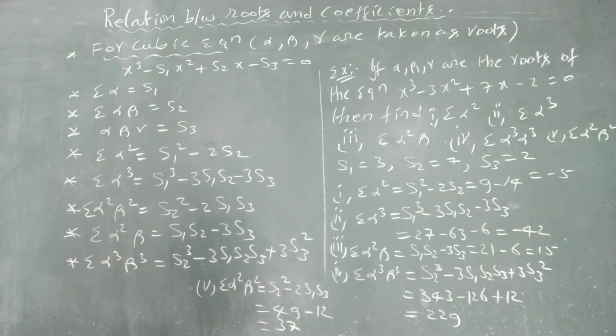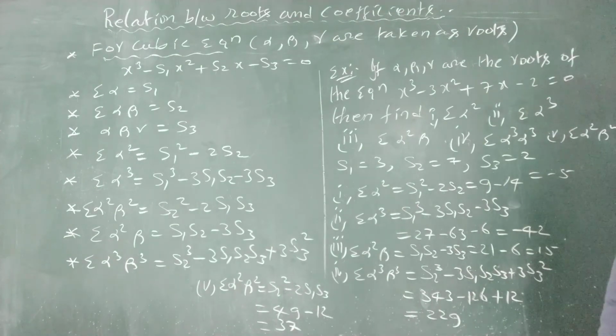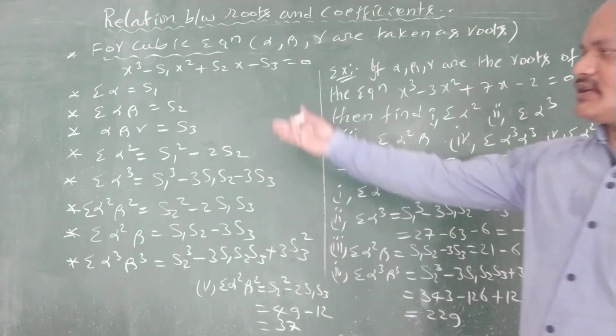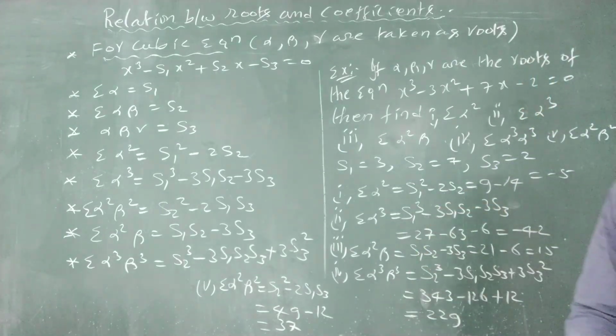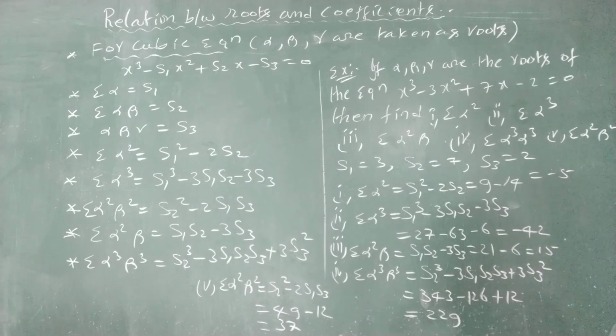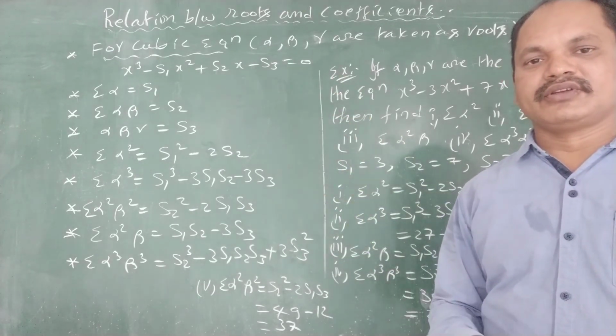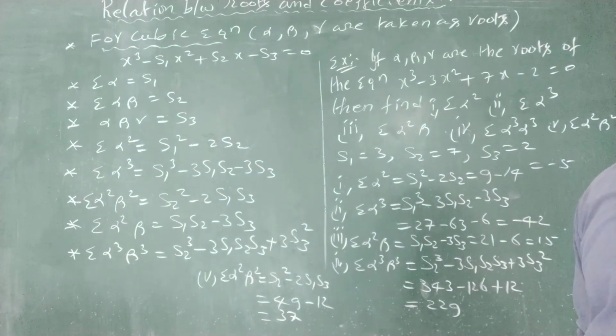So the question depends upon the relation between roots and coefficients, and these are very, very important, especially for objective questions. Okay, that's all. So this is the concept of relation between roots and coefficients. S1 represents negative, S1, S3, S5. So odd represents negative, even represents positive. That's all. Okay.